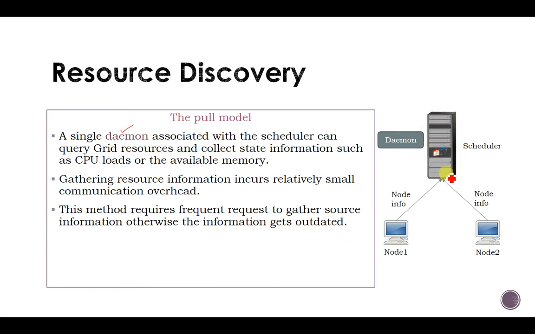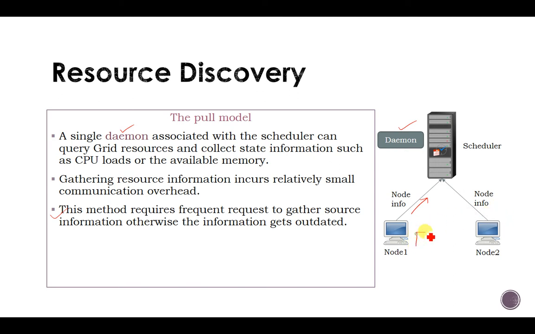That means when you start the scheduler, the daemon program will run and collect the resources available in your grid environment. This path is showing the resource collection, meaning what resources are available at node 1. It will send the information to the scheduler, and this must be done frequently. According to the third point, why must it be frequent? If you don't do it frequently, the information present in different locations may become obsolete.